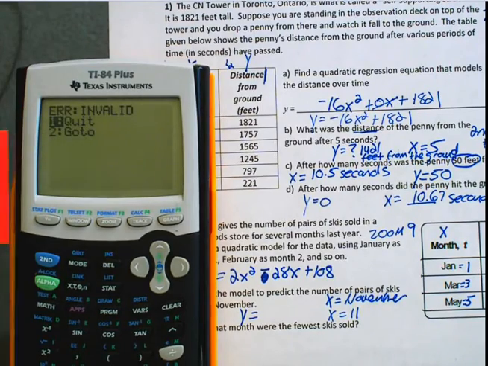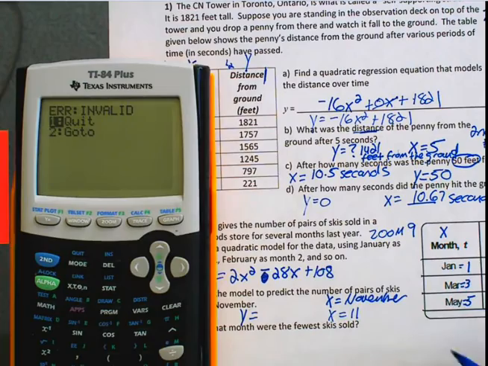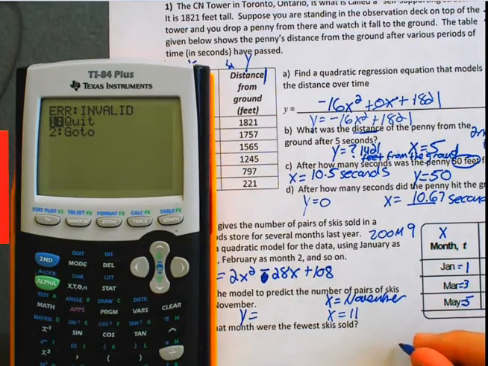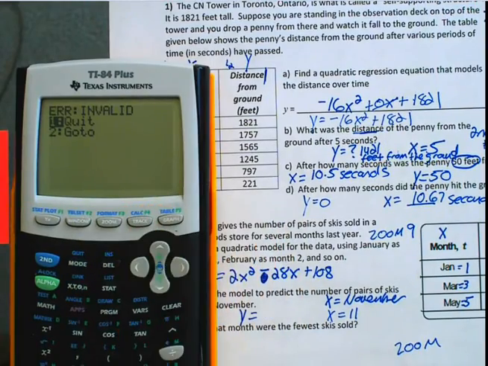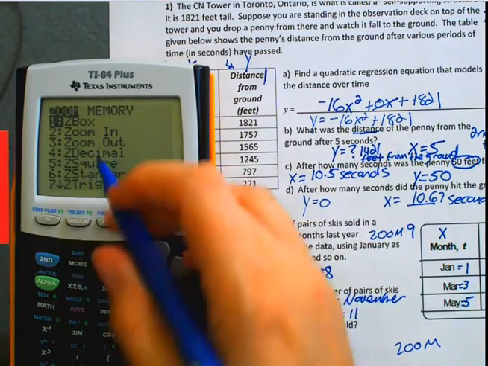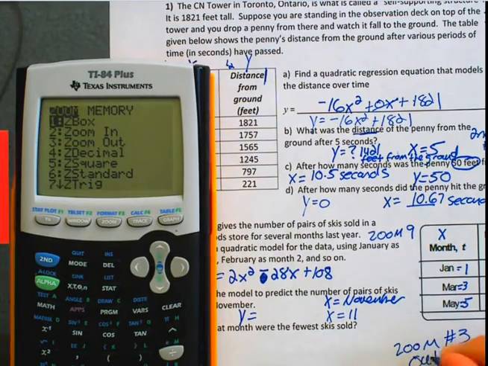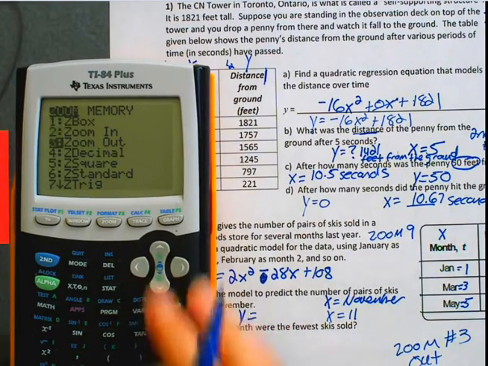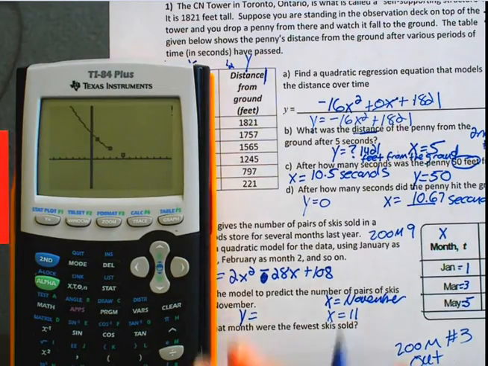Notice that we got an error. That's because it's out of the viewing window that we have. So if it's outside the viewing window, you want to go back to zoom, quit, and then zoom. We're going to zoom out, which is number 3. See how it expanded the view? So let's try that again.